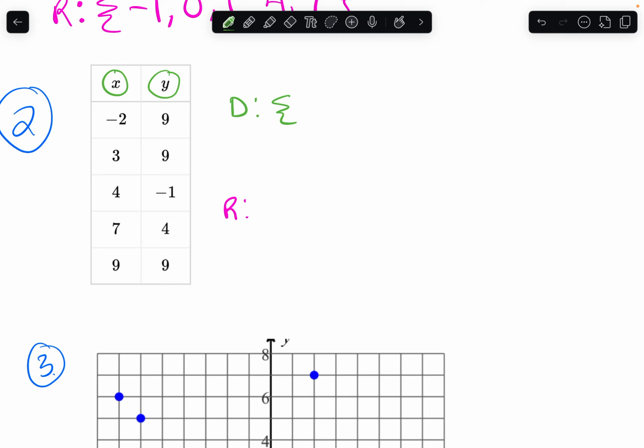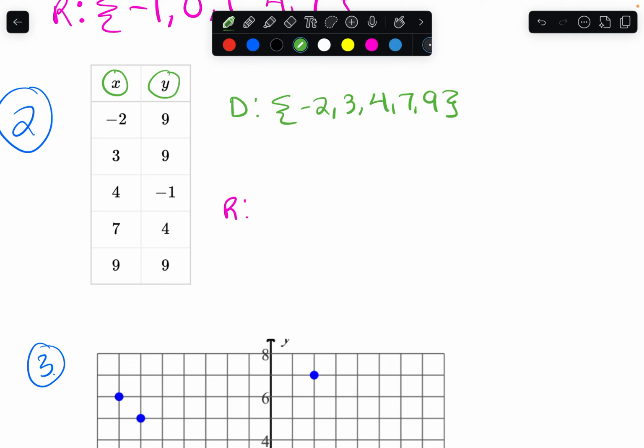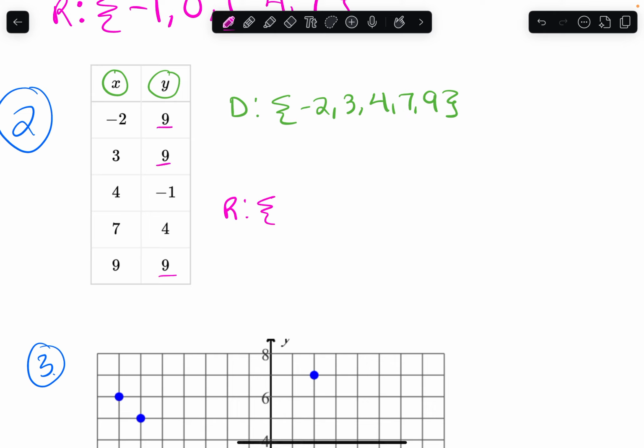Open my curly brace here, and I'm going to list my X values in order, which is as easy as it can get. But I picked this table on purpose because something you probably noticed is that I have the number 9 repeated 3 times. If you have a number that's repeated, you only need to list it once. So in this case, my range just looks like this: -1, 4, 9. You only need to list numbers once.